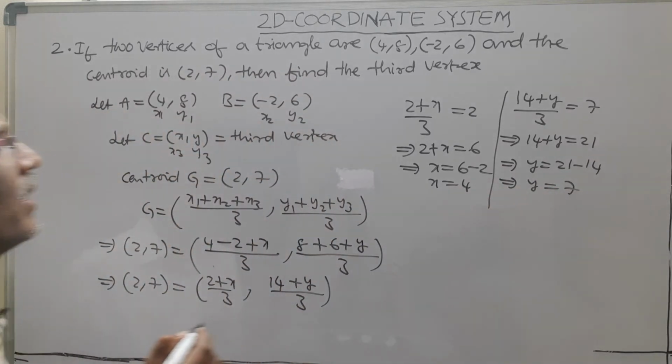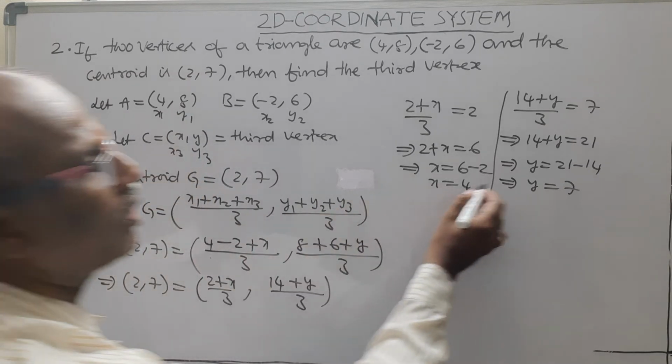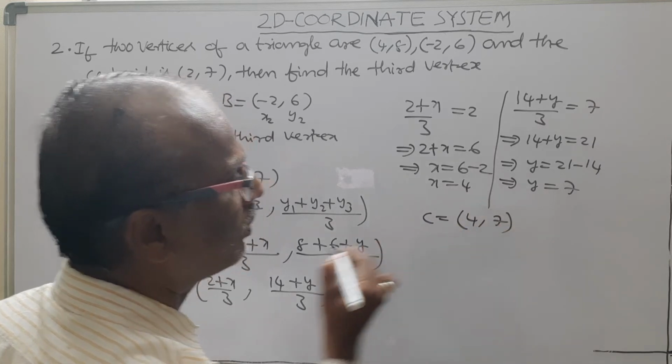Then the third vertex is C equal to (x, y), which is (4, 7). C is the third vertex. The answer is (4, 7).